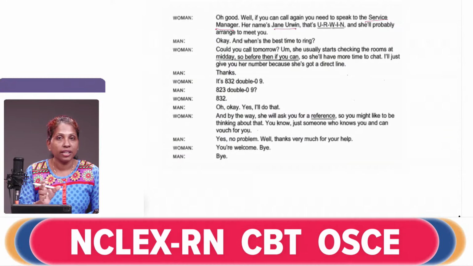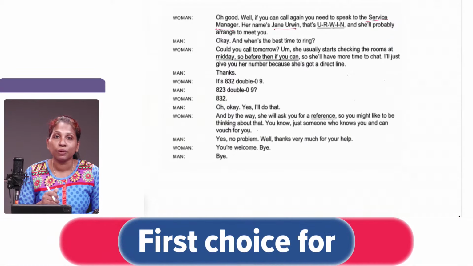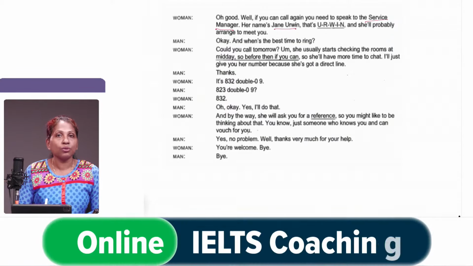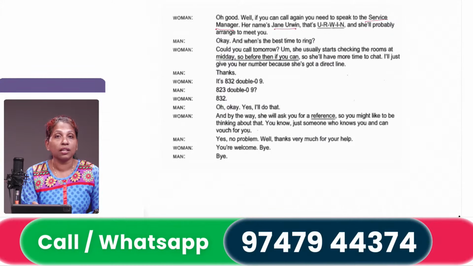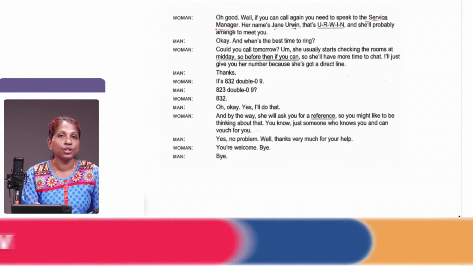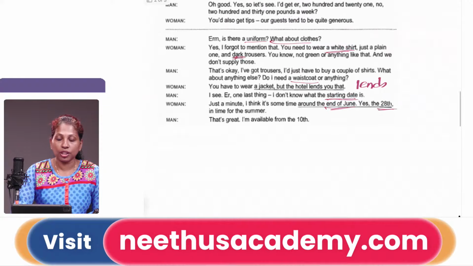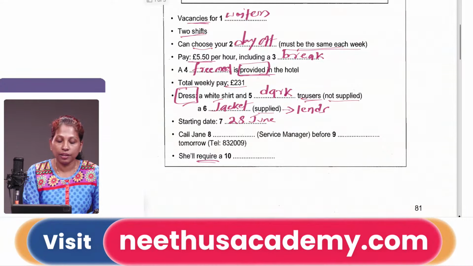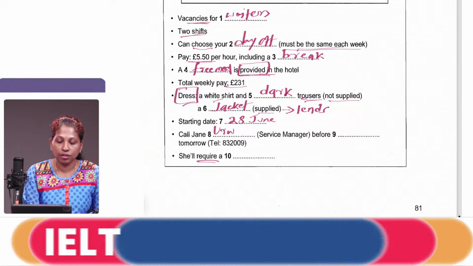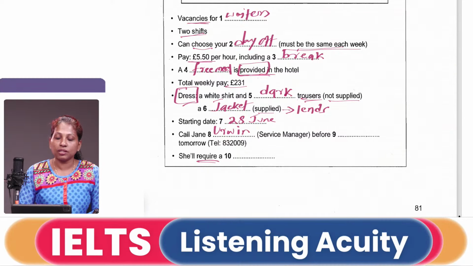So whenever a name comes in your audio clip, give a couple of seconds, listen to it so that they may give you the spelling, which will make it easier for you. You don't have to think too much, you just write down that spelling. So here she says her name's Jane Irwin, that's URWIN, and she will probably arrange to meet you. So the answer here is Jane Irwin, that is URWIN. This is the answer. She's a service manager, which is mentioned there.